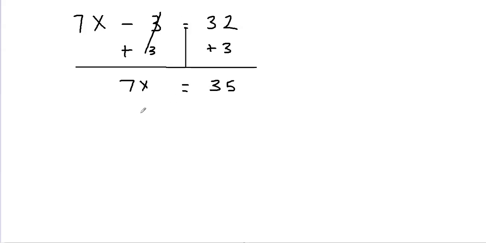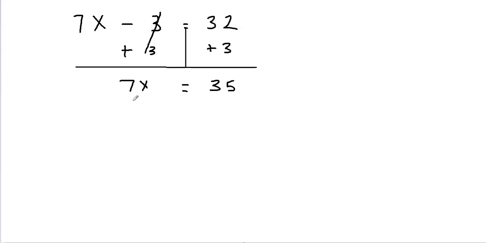Now the second step is you remove the coefficient, the number that is attached to x, that is called the coefficient. So this is 7 times x. Remember, when a number and the variable are attached to each other, when they don't have any signs between them, there's always a hidden multiplication sign between them. So this is 7 times x. The opposite operation of multiplying by 7, because 7 is being multiplied by x, is dividing by 7.